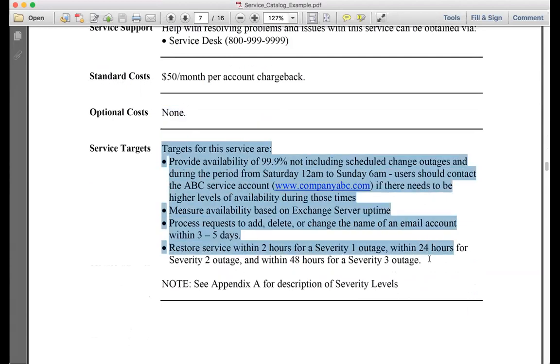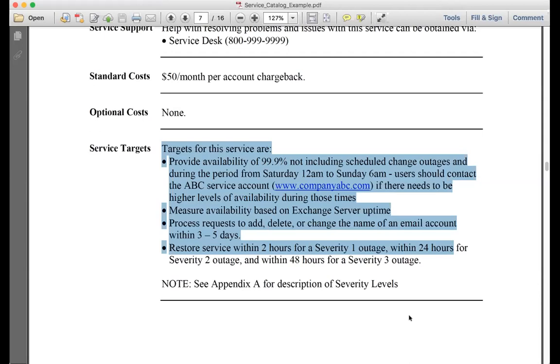We have to provide availability of 99.9%, not including scheduled change outages. Scheduled change outages are when we want to make a change within an application. So we say, okay, guys, we want to let you know that on this day at this time, we are going to help you implement a certain change.